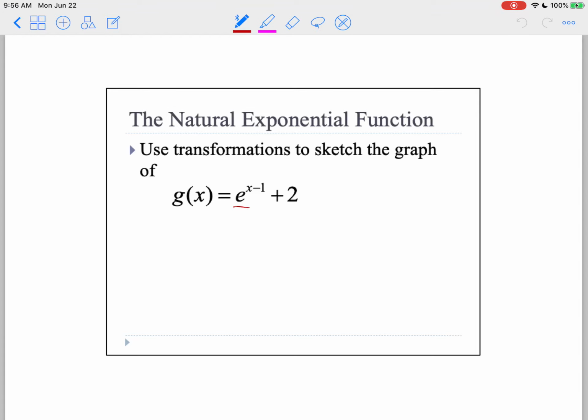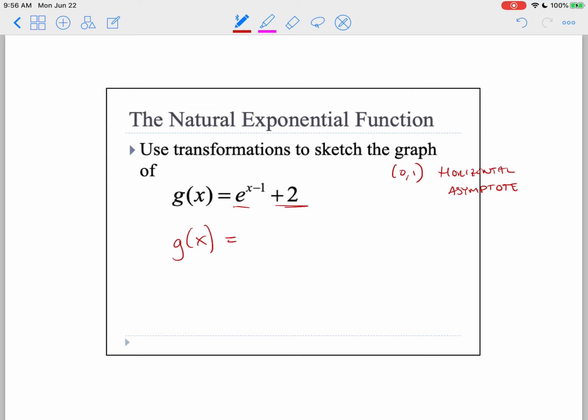Hey everybody, I'm back. So we're going to use transformations to sketch this graph. Now the important thing to remember here, because all we really care about with exponential functions when we're graphing them is where is that point that used to be 0, 1? Where is the horizontal asymptote? Normally it's at y equals 0.